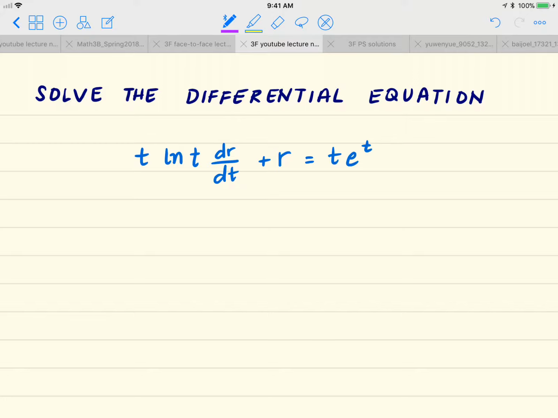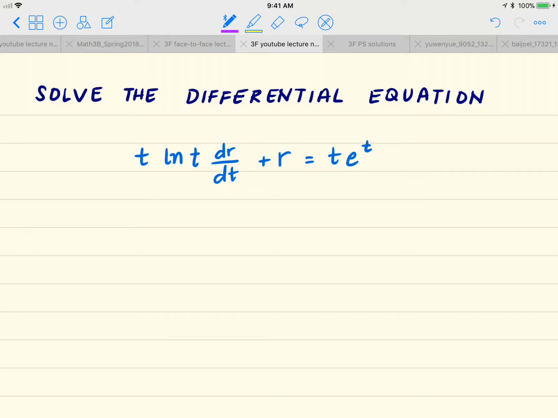Okay, so here's a question that we're going to try to answer today. We're going to try to solve this differential equation. Our differential equation is t natural log of t times dr/dt plus r equals t times e to the t.